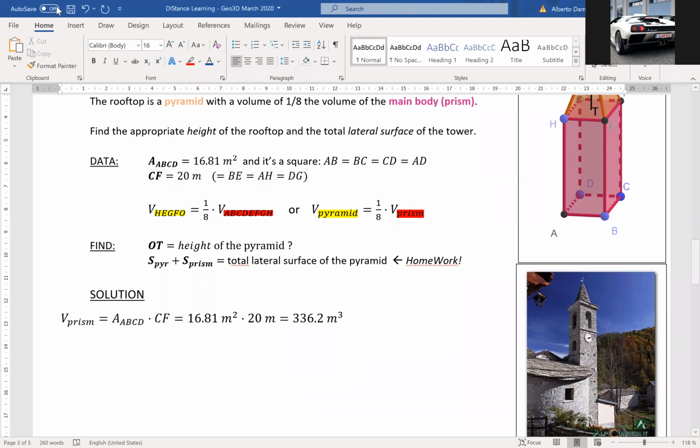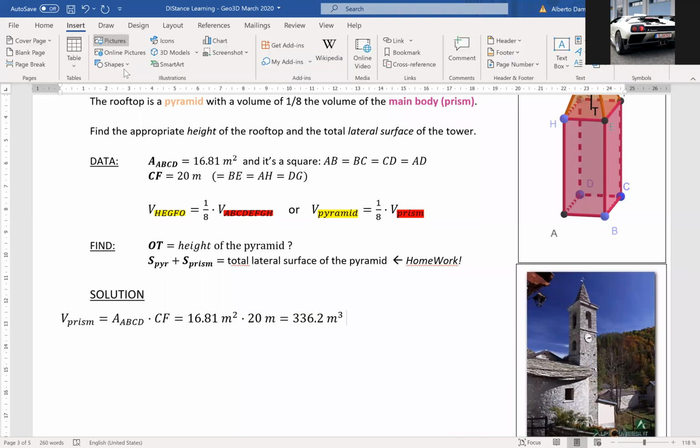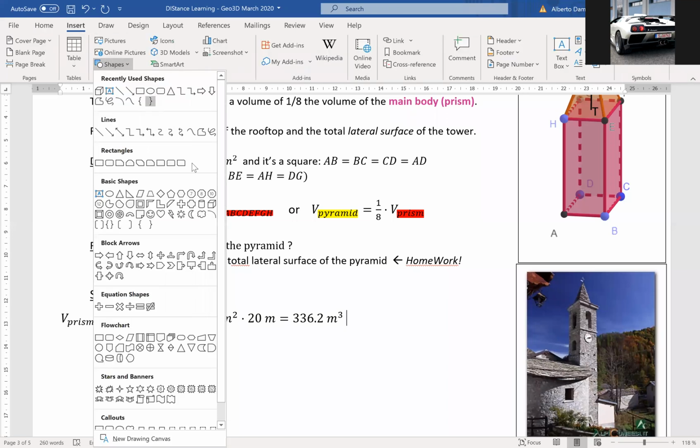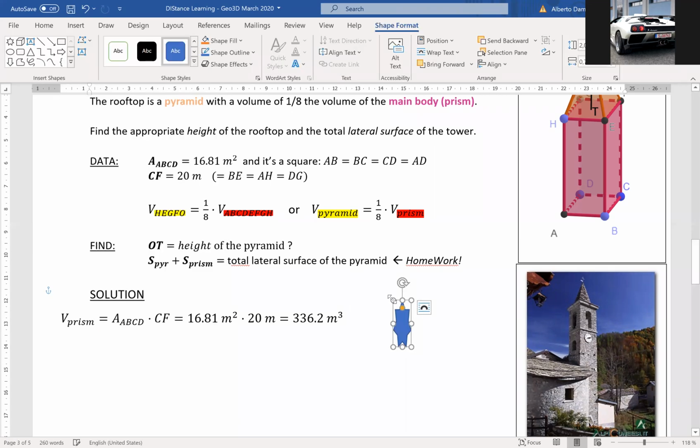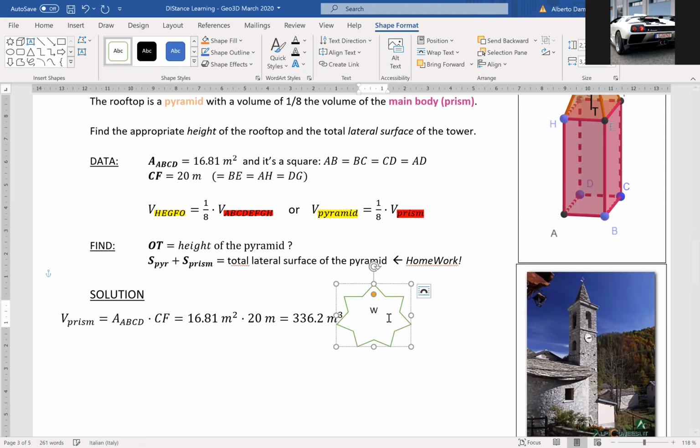I call this method here WHS. Let me insert a little funny shape here. Let me see if I can choose one that I kind of like. Yeah, I kind of like this one. Let me see. I call it WHS, and I just want to make it W.